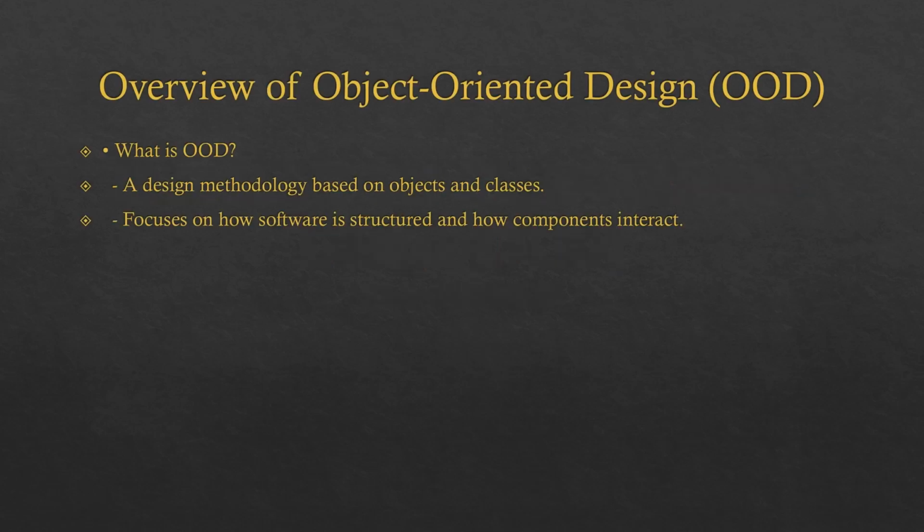First, let us understand what object oriented design or OOD is. OOD is a design methodology based on the concept of objects, which can hold data in the form of attributes and behaviors in the form of methods. The core principle of OOD is to organize software design around these objects, making systems modular and easier to understand.